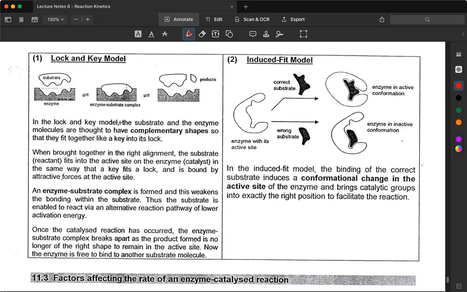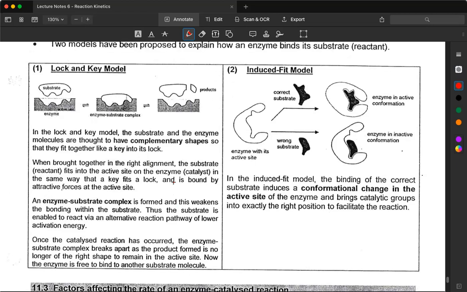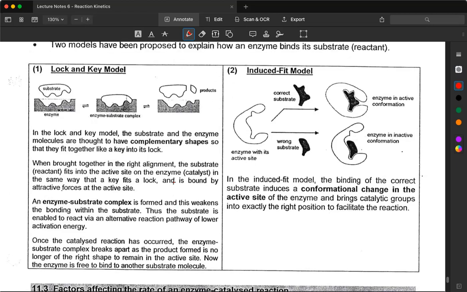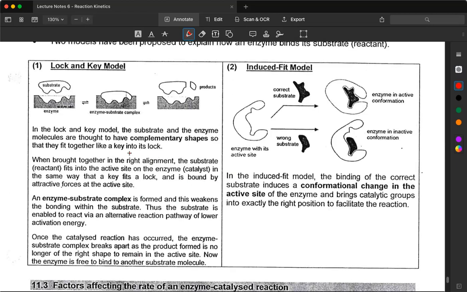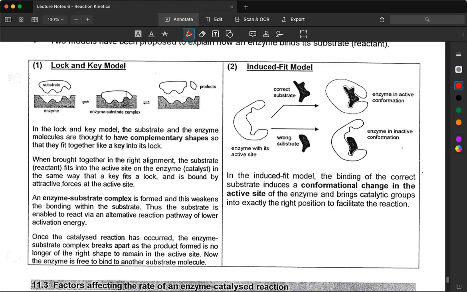Of course, this takes place at a lower EA. So the enzyme-substrate complex breaks apart. The product formed is no longer the right shape to remain in the active site, and the enzyme is free to bind to another substrate molecule. So something like that. Okay, so it needs to be well fitted. The shapes have to be complementary, like lock and key. In this case, this will be the lock. This will be the key to fit into the lock. Okay.